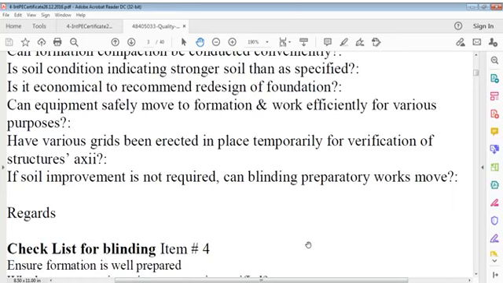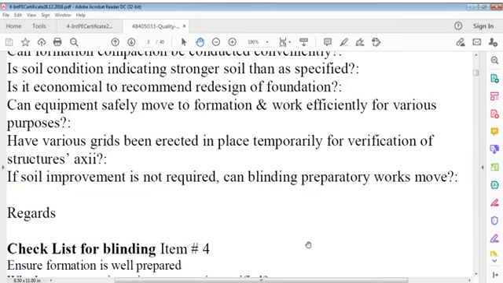And so we may have to redesign that. Doesn't matter, redesigning doesn't take much time. It's not very complicated. Of course, you can make savings from excavation, particularly if it's a rock area where it takes time to excavate, and we have to make use of the strength of good soil. So we have to question, is it economical to recommend redesign of foundation? Can equipment safely move to the formation and work efficiently for various purposes? All equipment.